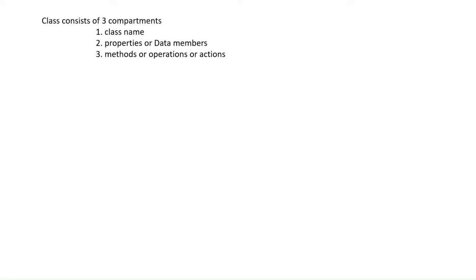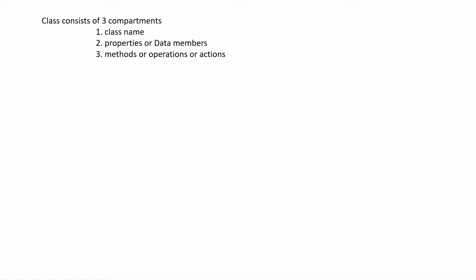Now let us define the class. Before defining the class, let us see what the class consists of. A class consists of three compartments. The first one is the class name, the second one is properties or data members, and the third one is methods or operations or actions that are going to be performed by that particular class.